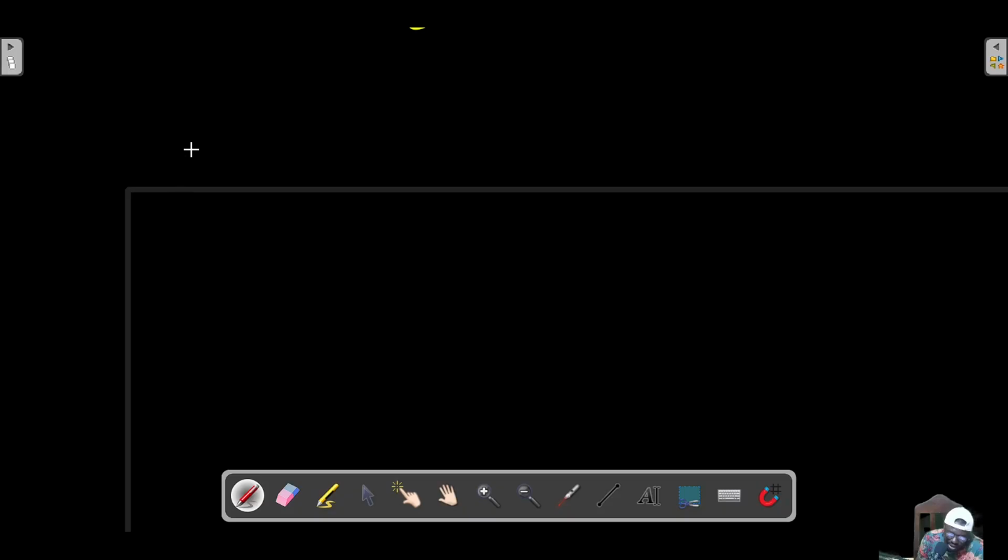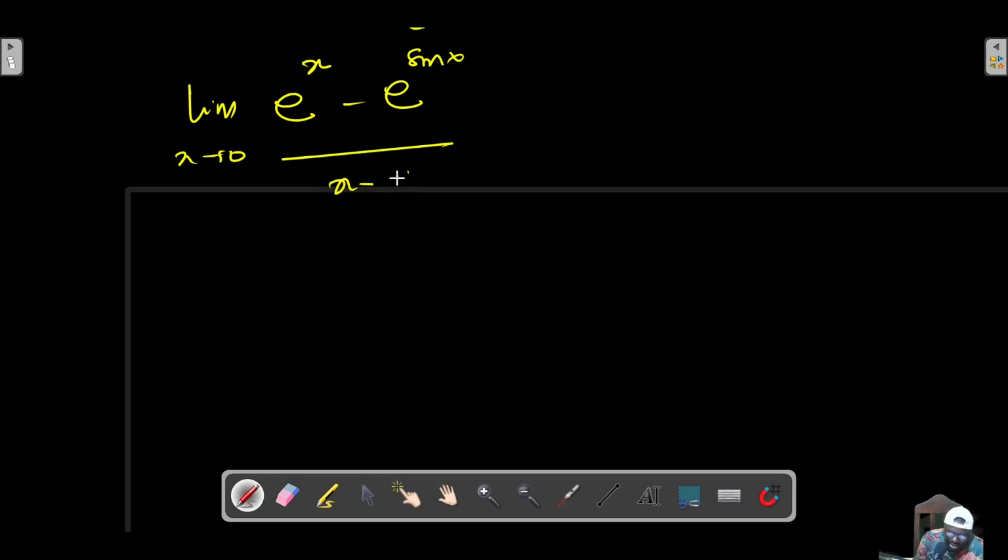Now say we have the limit as x approaches 0 of e raised to the power sine x, no, not sine x. I mean e raised to the power x minus e raised to the power sine x, divided by x minus sine x. Now we can also apply a standard limit to solve this. This is my way of doing it. You can also devise a way of doing it.